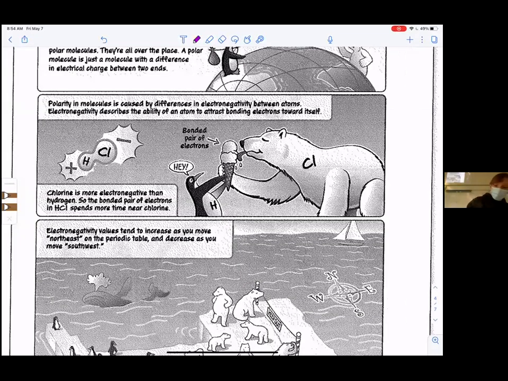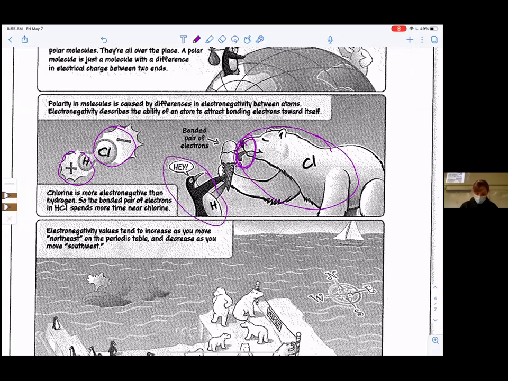So if you look at the little drawing, you can see that hydrogen has a plus next to it and the chlorine has a negative next to it. And then you've got this big chlorine polar bear licking the ice cream cones, and the penguin's like, hey, where's my ice cream? So chlorine is more electronegative than hydrogen.